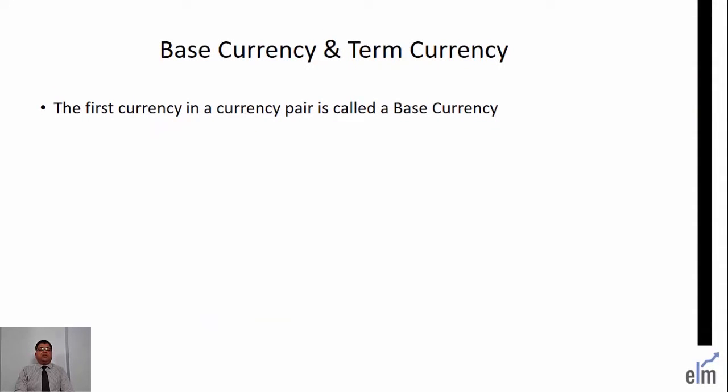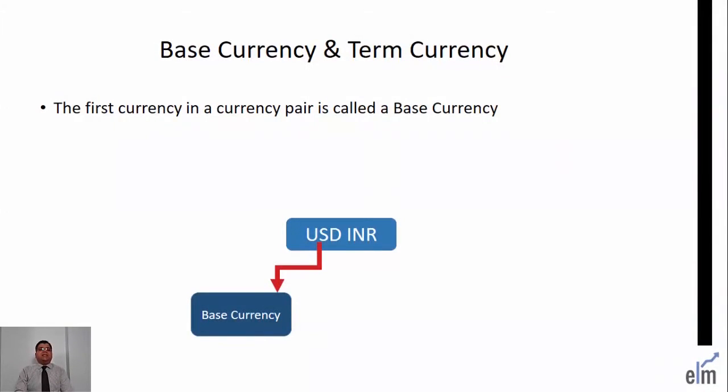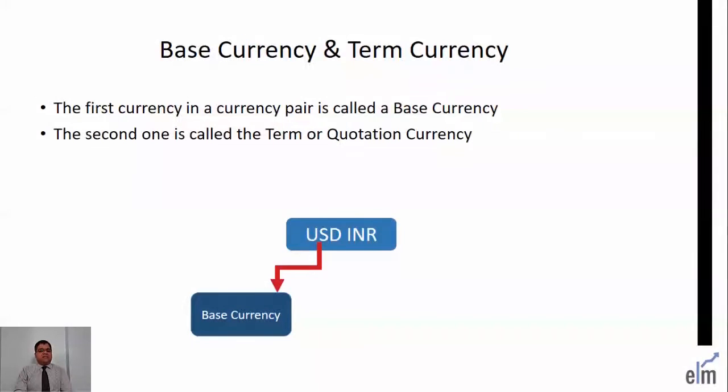Next concept is that of a base currency and term currency. So one currency in the currency pair is known as the base currency, and this base currency is generally written first. For example, in case of USD INR, USD is the base currency. So US dollar is the base currency in the USD INR pair. The second currency is known as the term or quotation currency. So these terms are used interchangeably.